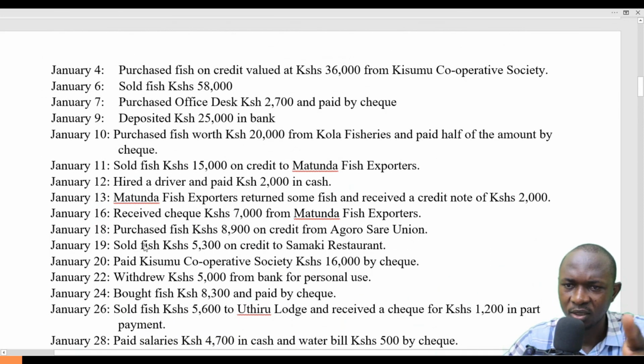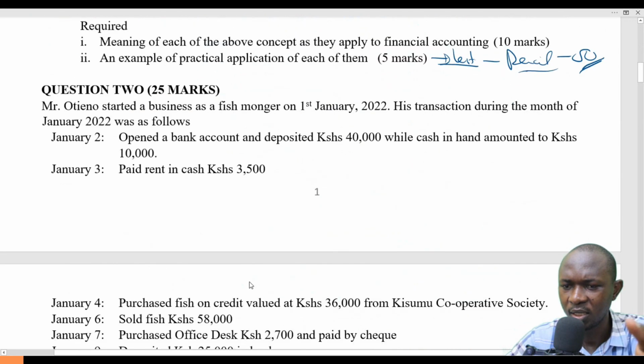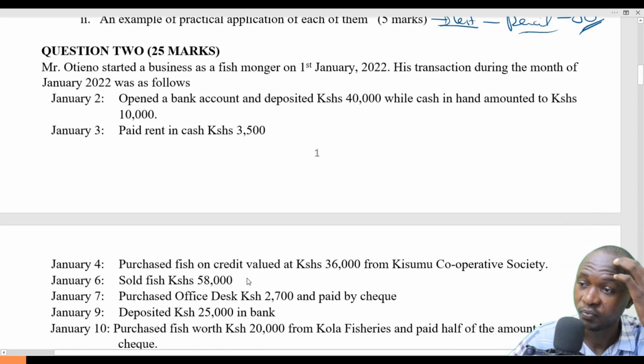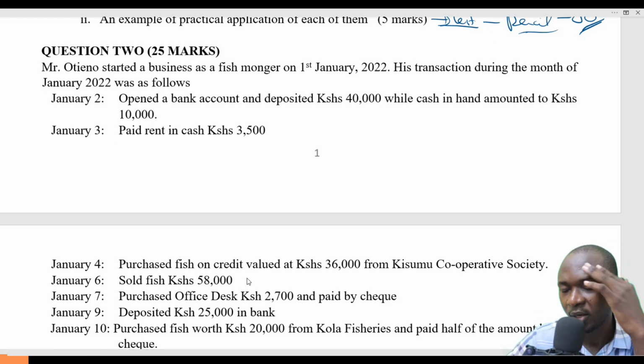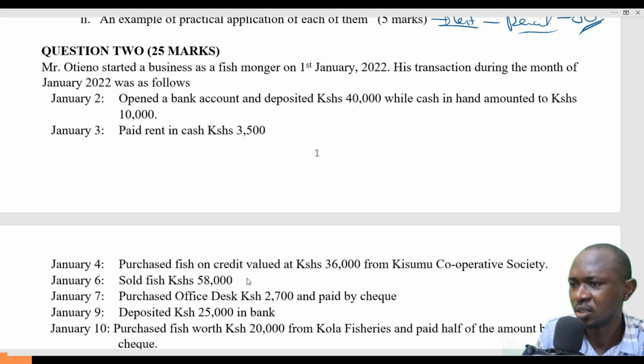The first transaction was on January 2nd: he opened a bank account and deposited 40,000, while cash in hand amounted to 10,000. So this means that this is capital. He started business on January 2nd with 40,000 in the bank and 10,000 in cash, so 50,000 capital.